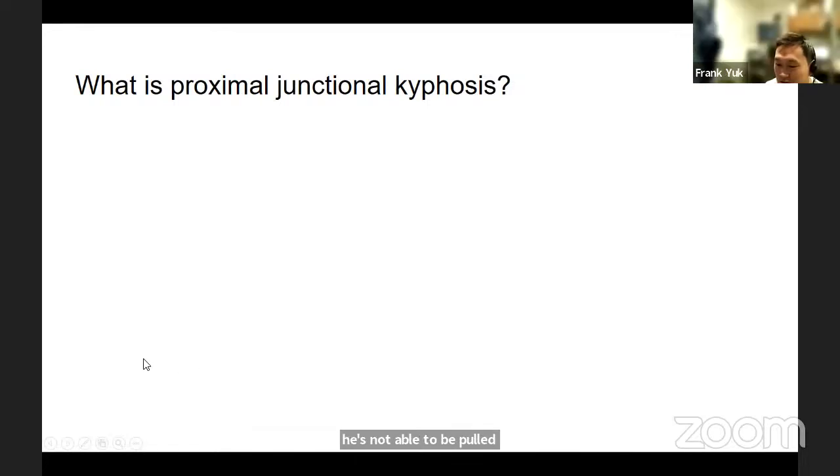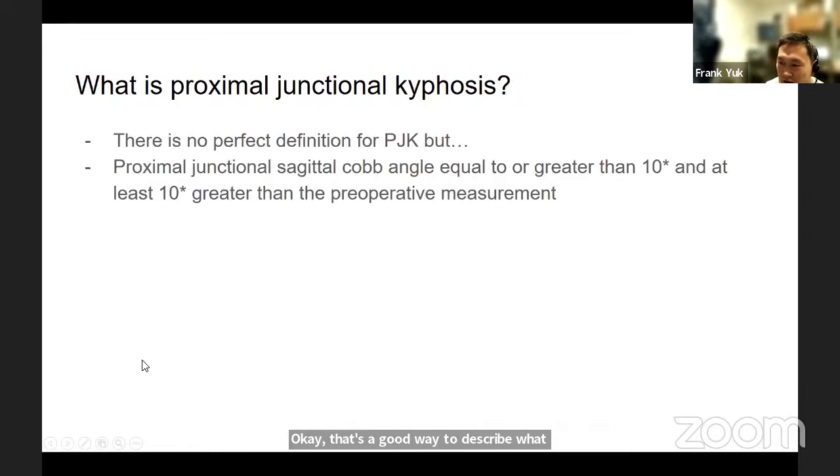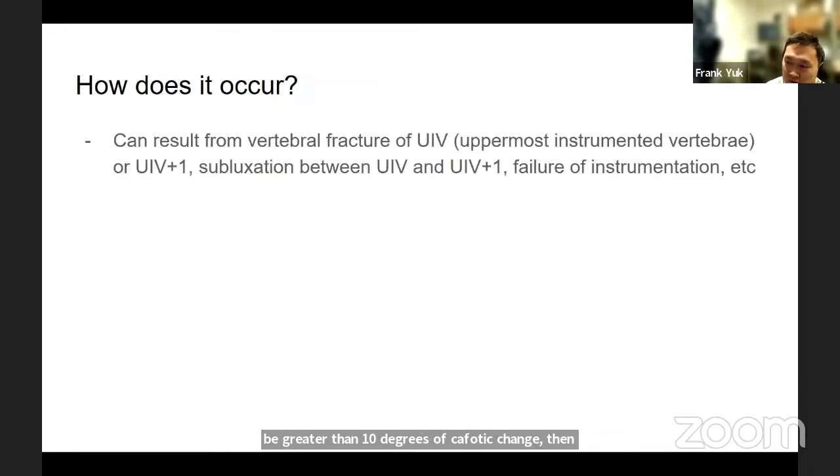Okay, that's a good way to describe what proximal junctional kyphosis looks like on X-ray, but there's actually no perfect definition for PJK, but this has been the generalized accepted definition, which is that the sagittal Cobb angle is equal to or greater than 10 degrees, and there has to be greater than 10 degrees of kyphotic change from the preoperative measurement. And how does this occur? It can occur from vertebral fractures of the upper instrumented vertebra or UIV plus one, which is a level above, subluxation or dislocation or spondylolisthesis between the UIV and UIV plus one, failure of instrumentation, etc.